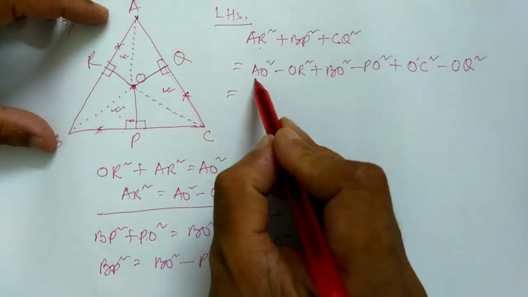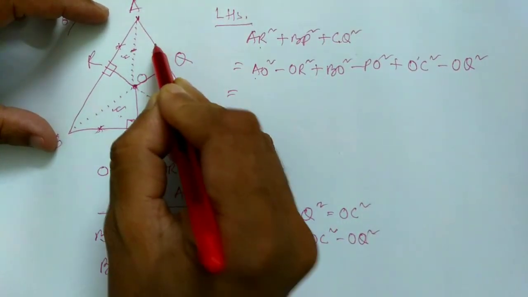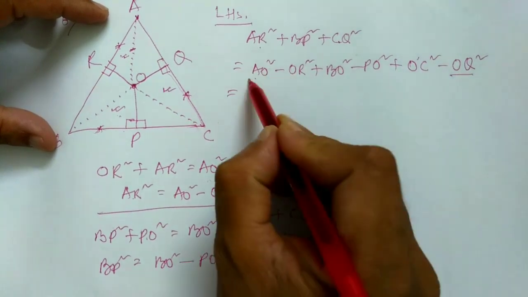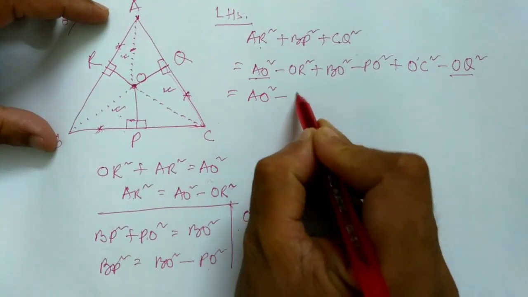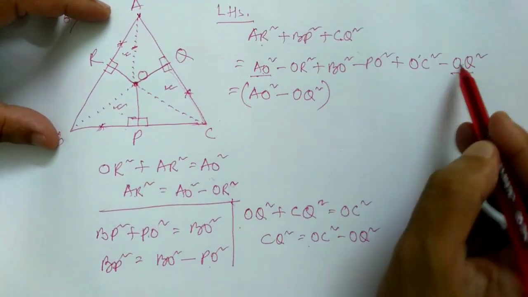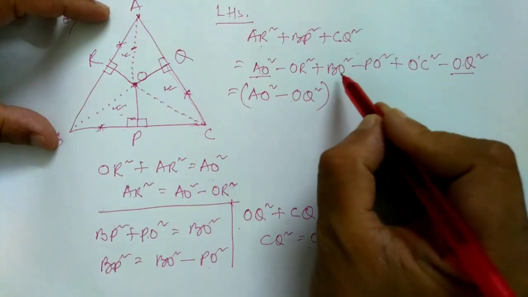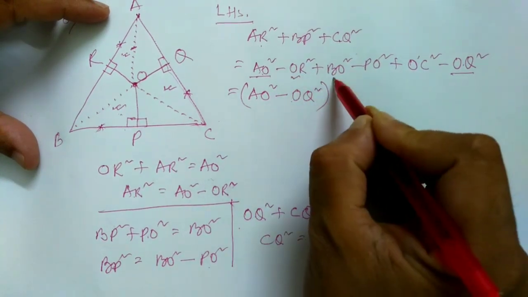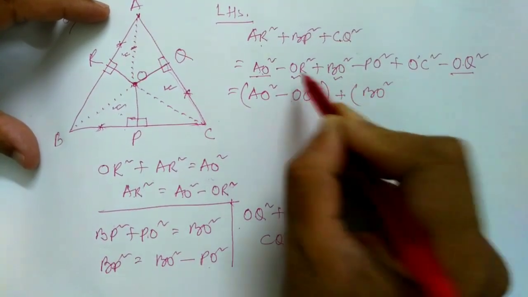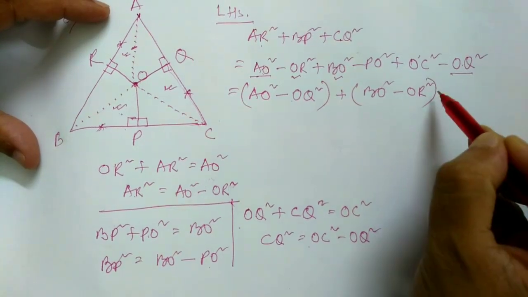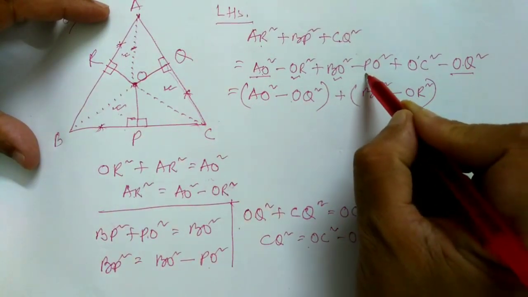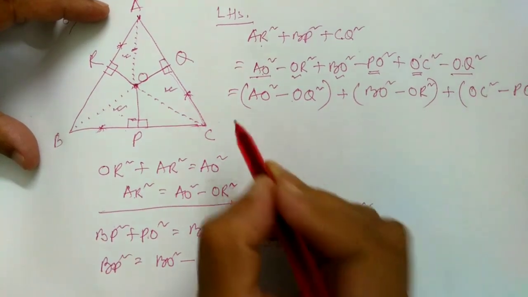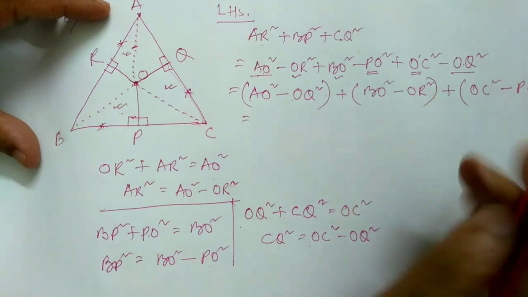Now AO square. Where is AO square? This is AO square. AO square minus, yes, these two we'll write together: OA square minus OQ square. Fine. These two I am writing together. Then I am writing BO square minus OR square, this one and this one. Now I am writing the remaining two, I mean this one and this one, plus OC square minus PO square. Fine. Now why I am combining these, you will understand now.